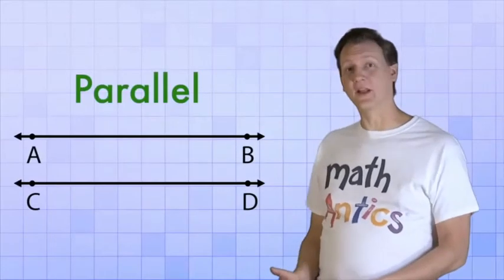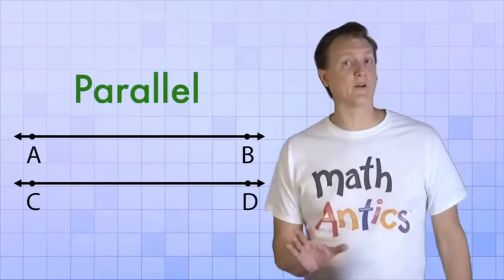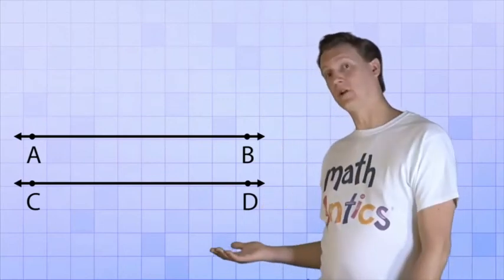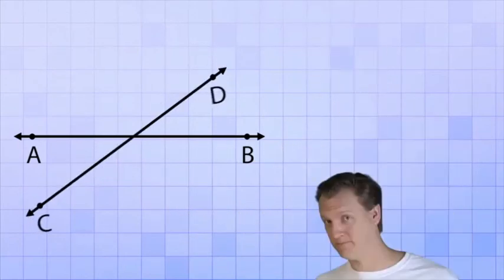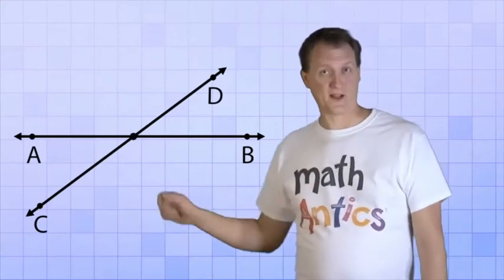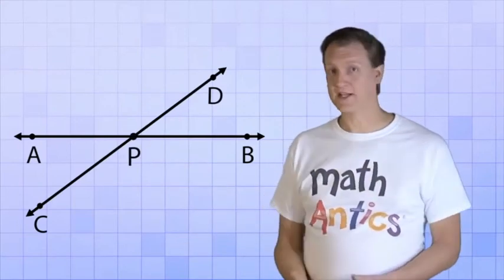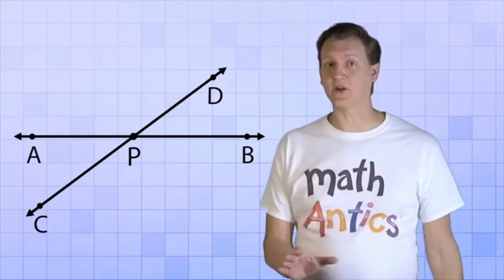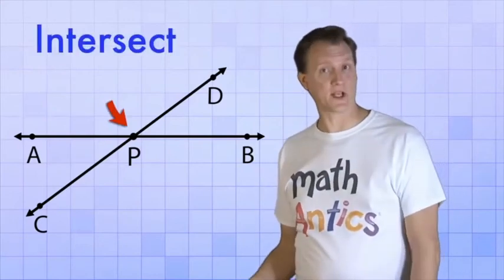So parallel lines are lines that will never cross, even if they go on forever. But what if I take one of our lines and give it a little nudge? Now the lines aren't parallel anymore. In fact, they cross at this point right here. Let's name it point P. When lines cross at a point like this, we say that they intersect, and we call the point an intersection.